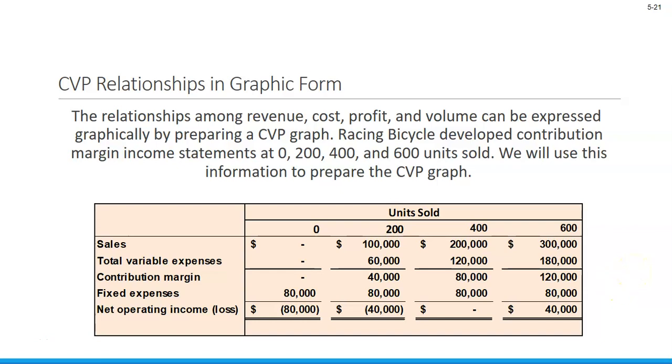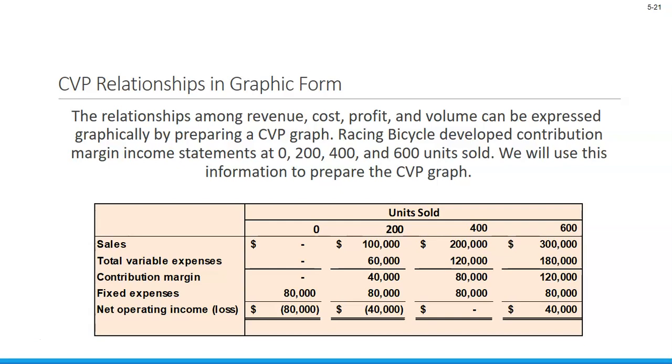As we mentioned, CVP relationships are linear, just like the costs we've been talking about. So when we're looking at this example here, if we have 0 units sold, we have an operating loss of 80,000 because we don't have anything to cover our fixed expenses.